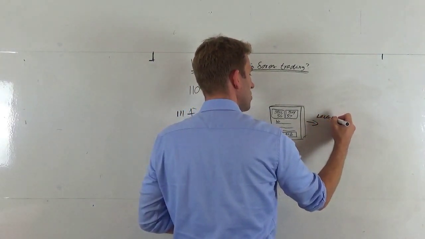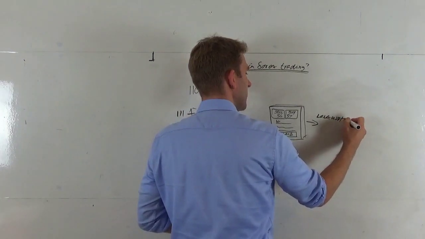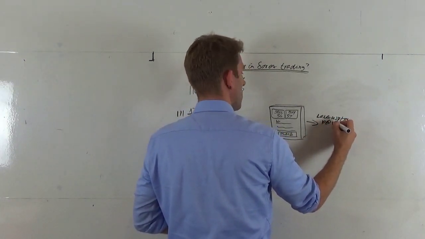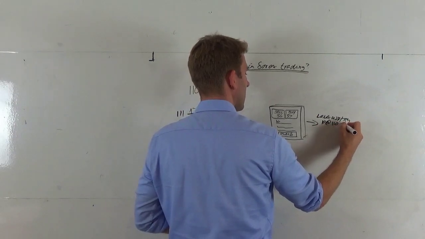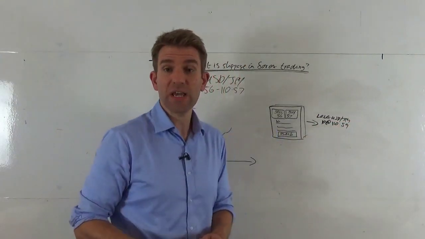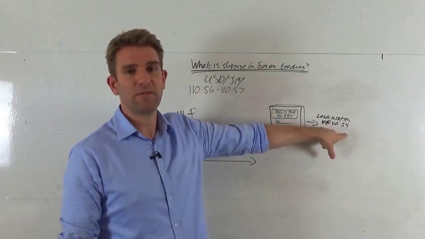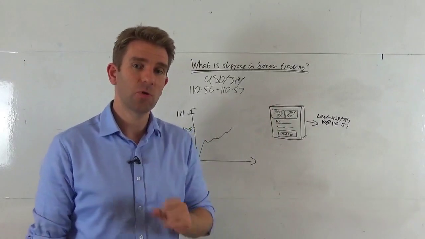What happens is you come back and you get a report that says you're now long USD JPY, £10 a point at 110.59. What? You say, hang on a second, it was 110.57 when I hit that button. Why is it 110.59? Well, this is what's called slippage.